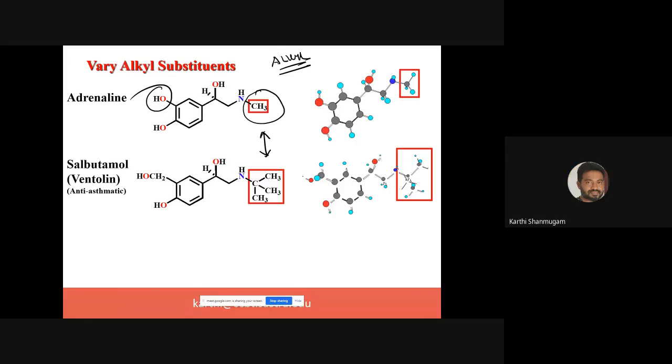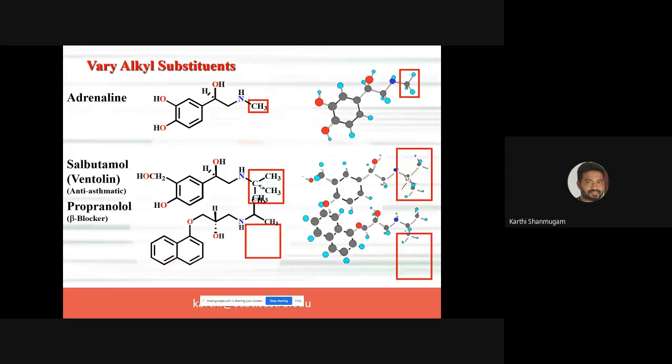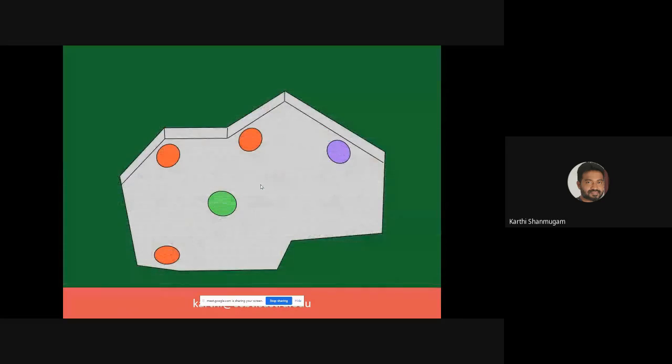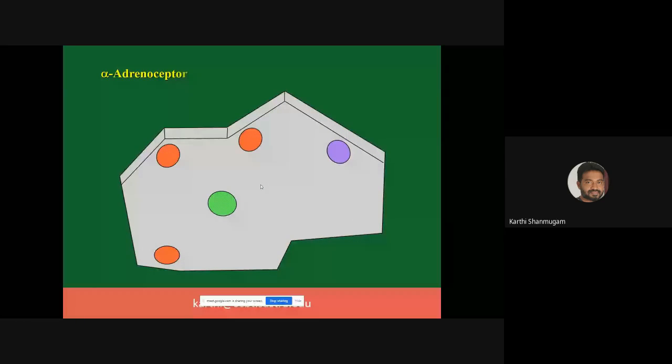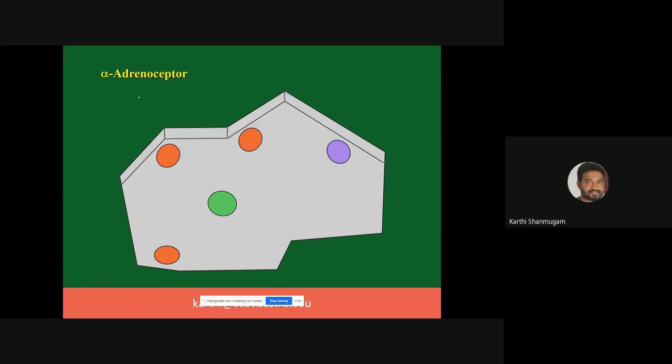Yes, sir. This is an example for varying alkyl substituents. I have an interesting slide for you, to help you understand. This receptor is called the alpha adrenoceptor, or sometimes the alpha receptor. There are two types of receptors: one is the alpha receptor, the alpha adrenoreceptor, and another is the beta receptor, or beta adrenoreceptor.